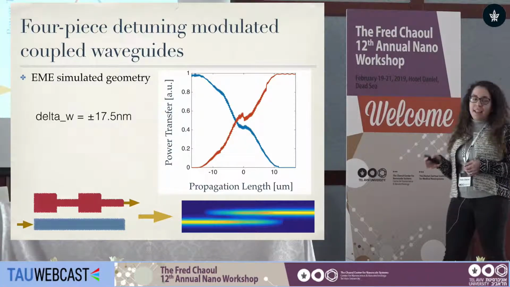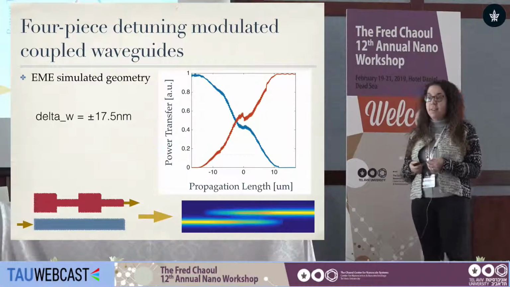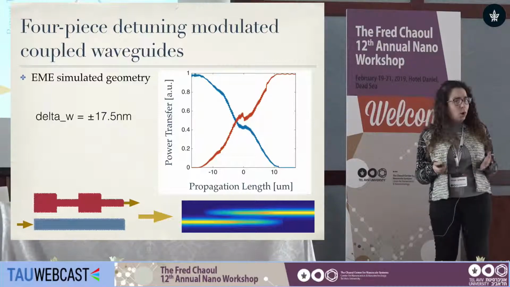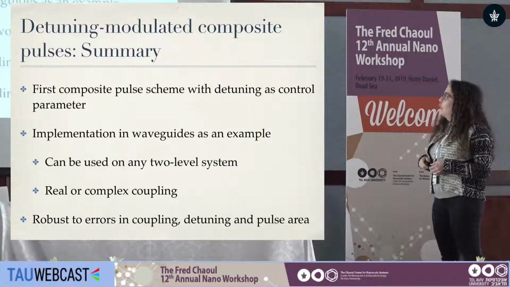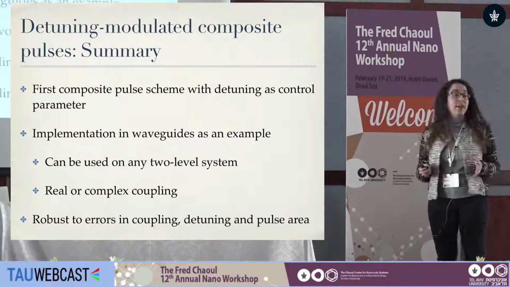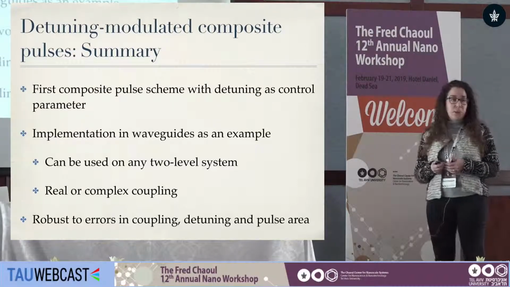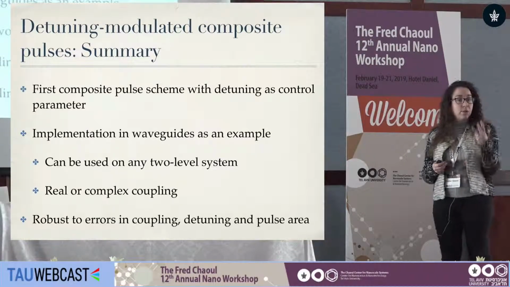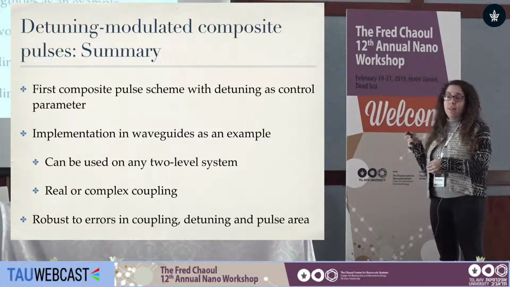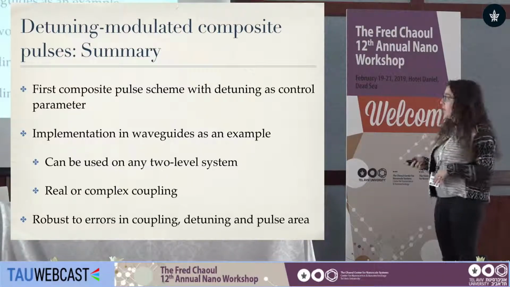And we sent our designs 2 months ago to a fabrication facility in China, and we're waiting for the waveguides to arrive to see if the experiment matches our simulations. Hopefully, it will. So to sum up, I showed you the first composite pulse scheme with detuning as the control parameter. No one's ever done it before, and another nice thing is that usually composite pulses require 3 ingredient pulses at least in order to perform any operation. And for our composite pulse scheme, we can do it with 2. So that's also a first.